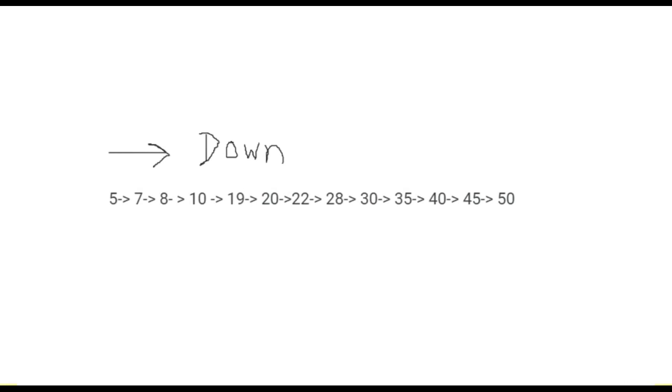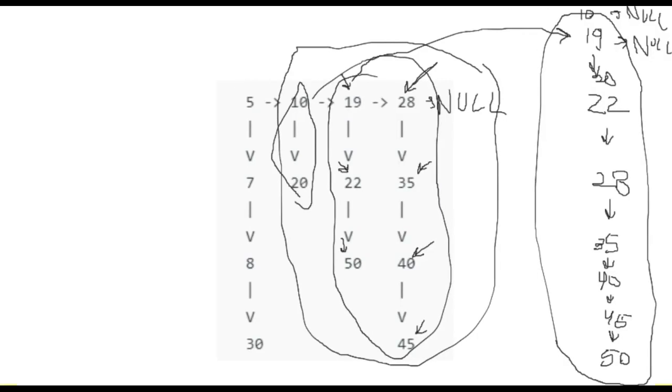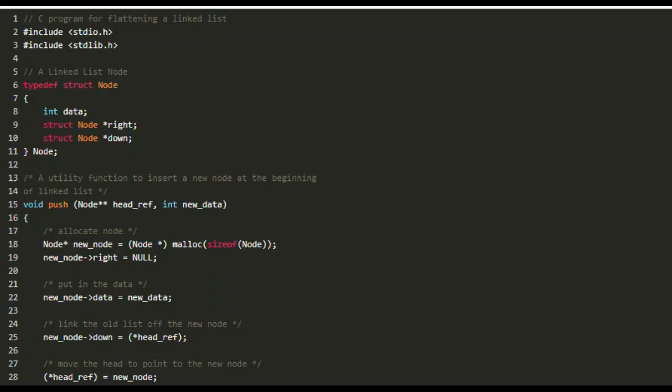And now instead of just rambling about the algorithm, I am going to show you the code, and I will try my best to explain it from there. Now this is the code of flattening a linked list.